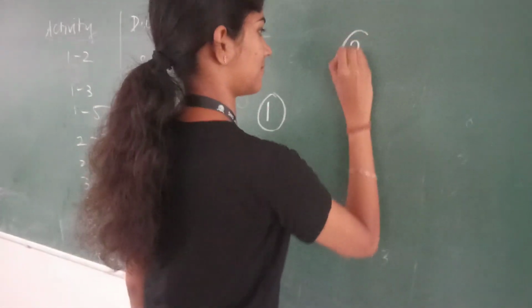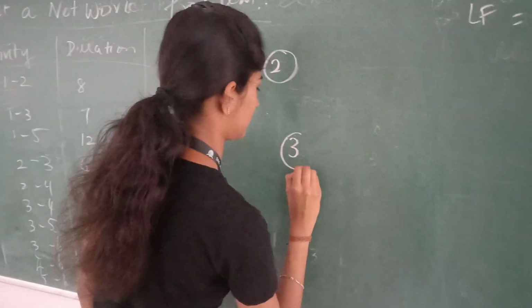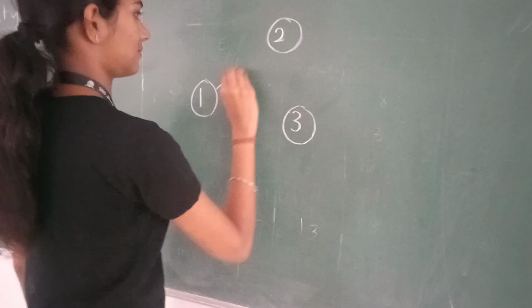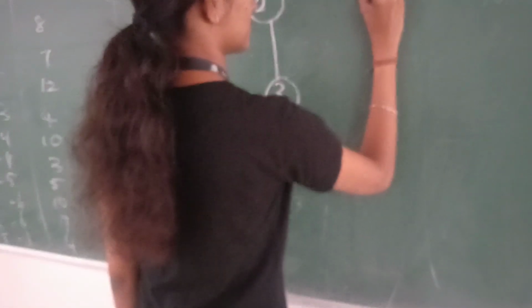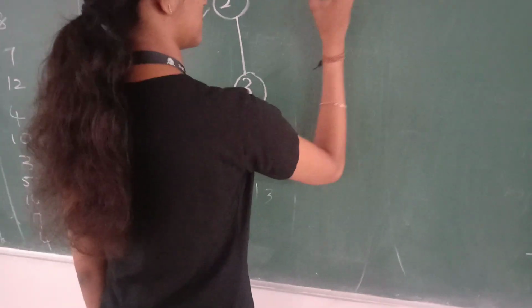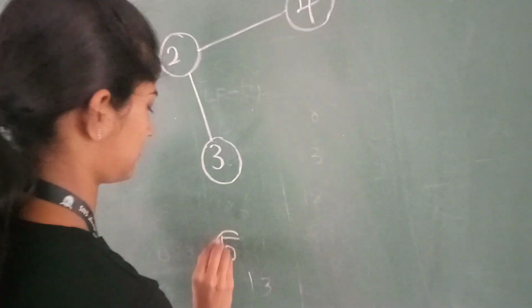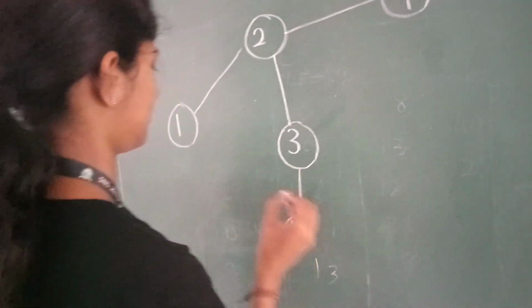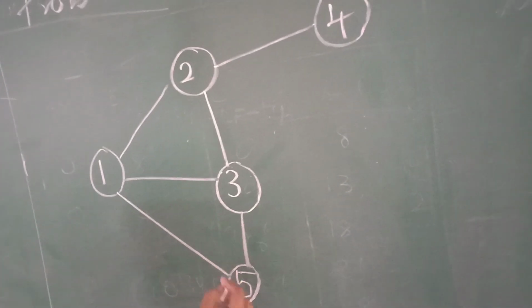So there are a lot of nodes here. 1 to 2, 1 to 3. Just connect them. 1, 4. You just see the node more. Then 1 to 3. You have to connect the network as 1 to 3. 3 to 5. Then 1 to 5.